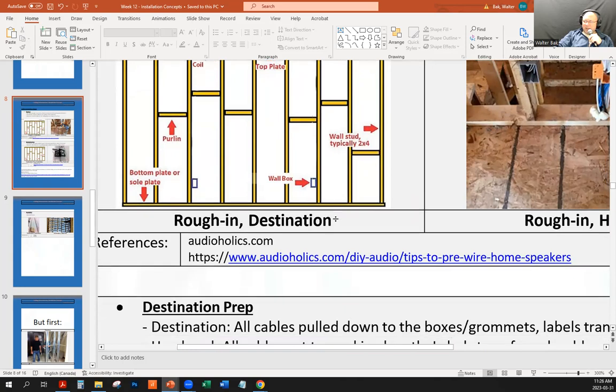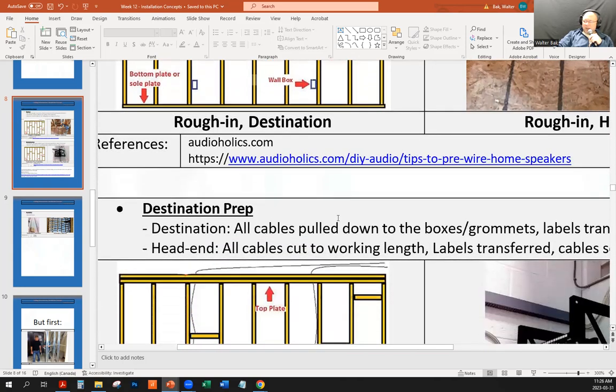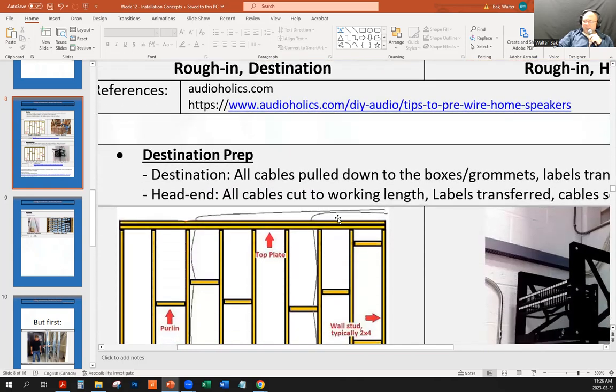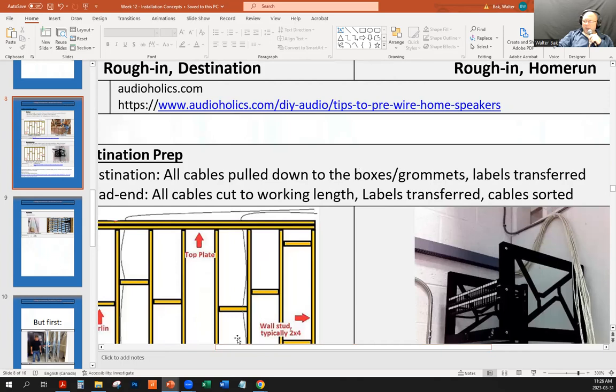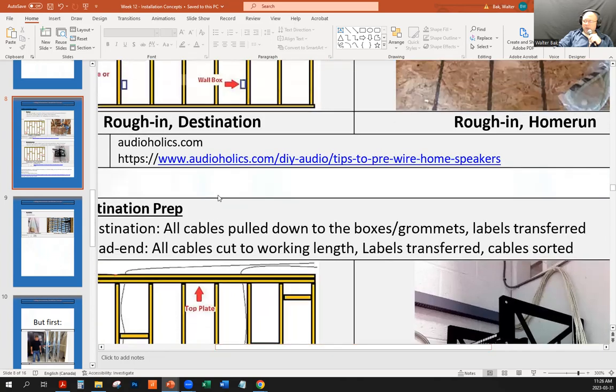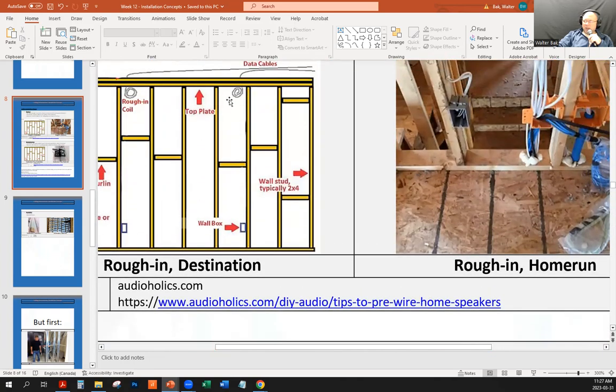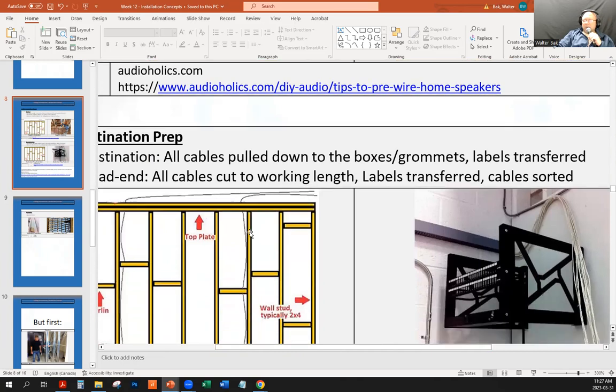What's next after you come back? You're going to do the destination prep. What is it that I wrote here? Destination: all cables are pulled down to boxes and grommets. So once you pull those to location right here and coil them up, then you're going to come back and do the preparation.